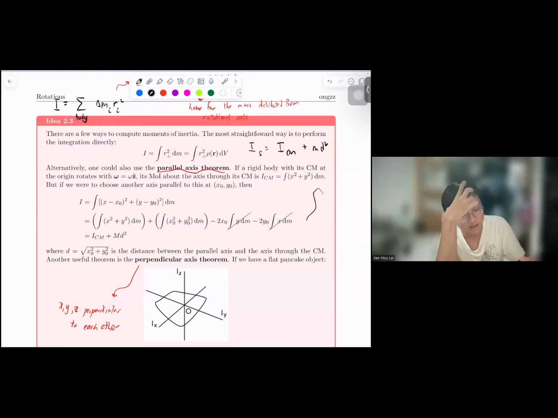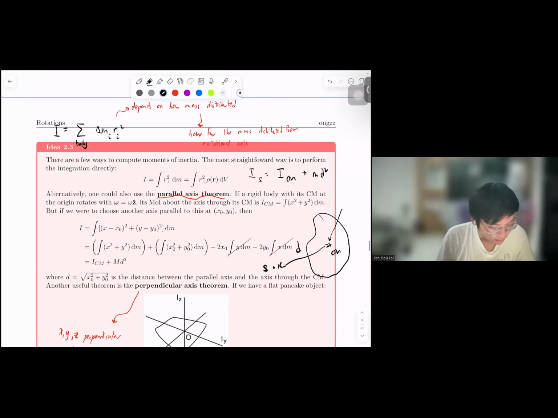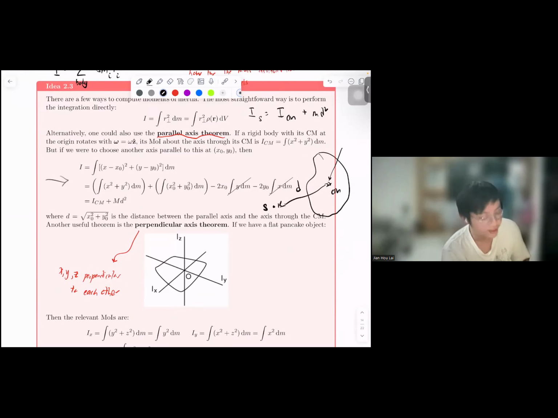Let's say we have this object. The center of mass is here, and this other point x is here. The moment of inertia about this x is equal to the moment of inertia about the center of mass plus m v squared, where v is the distance between them, and m is the total mass of the object. This is the parallel axis theorem, and you can derive it in the front part, I think.